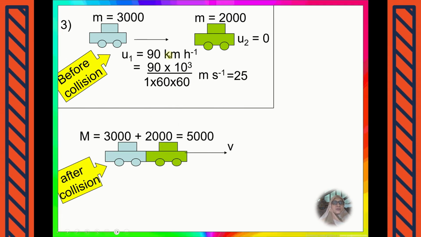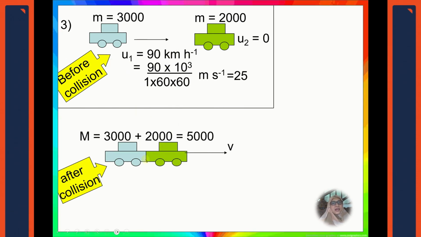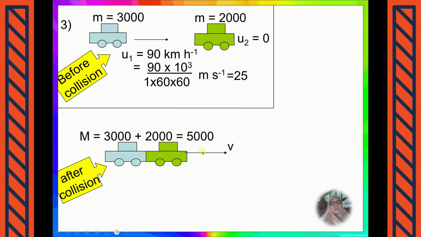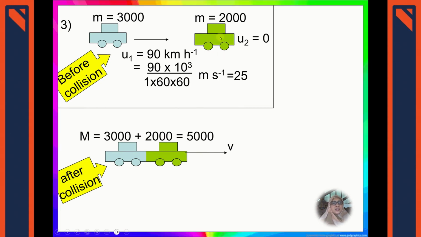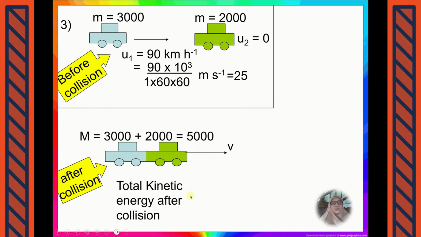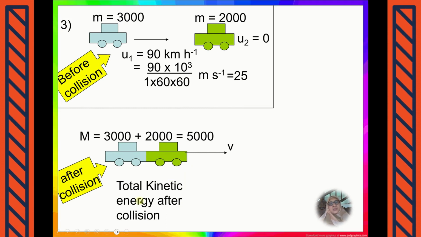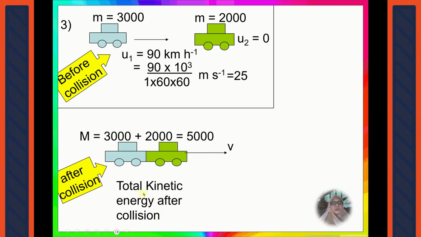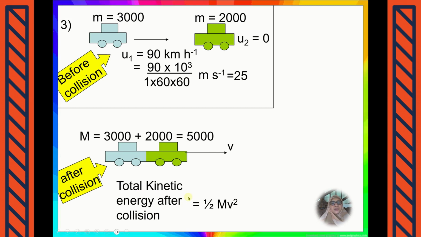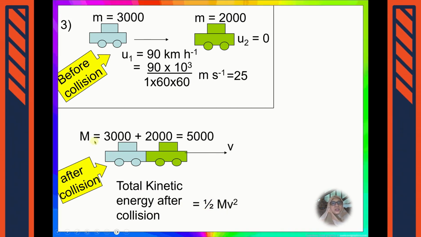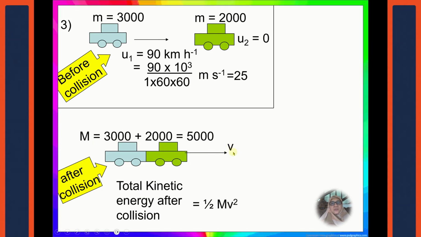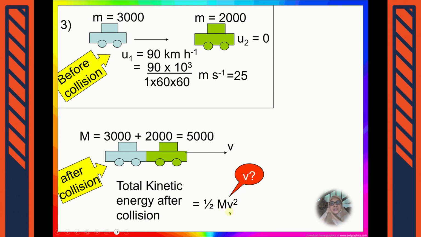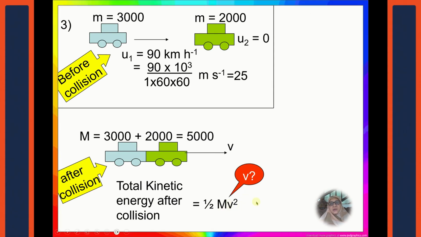Now they collide, and they stick together. So the total mass will be 3,000 plus 2,000, which is 5,000 kilogram. Total kinetic energy after collision will be half times m, which is 5,000, times v squared, where they move together with velocity v. So this is the total kinetic energy after collision, and we are going to find this v.